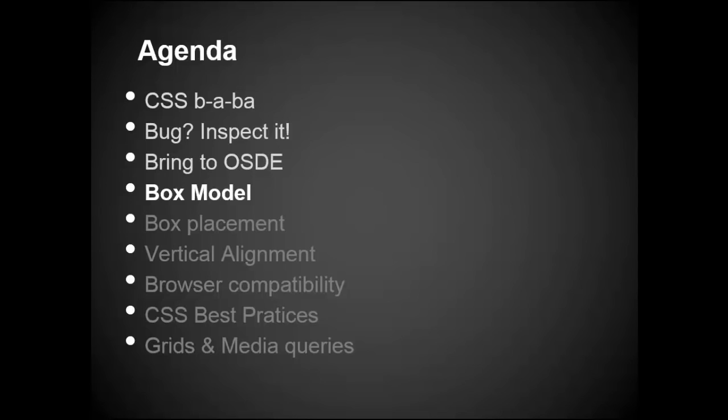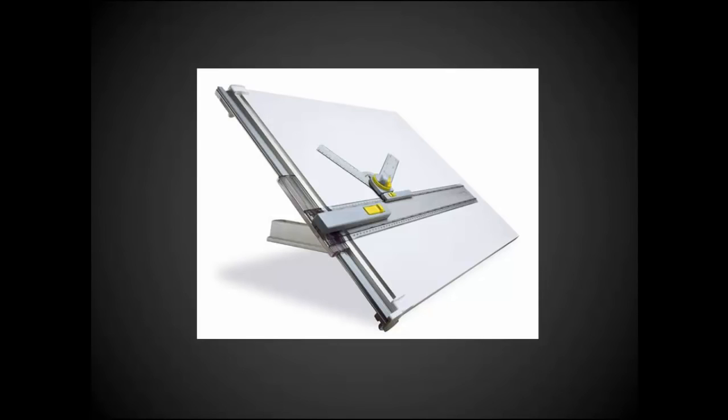Let's try to understand how the box model works, and first of all, what is the box model? How does the layout work? Most of us have a lot of trouble when the time comes to lay out stuff on the screen using CSS. How does it work?